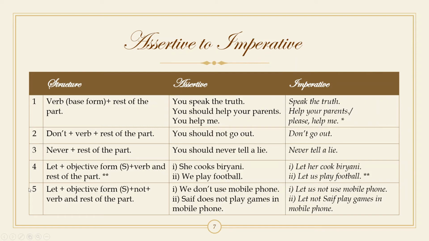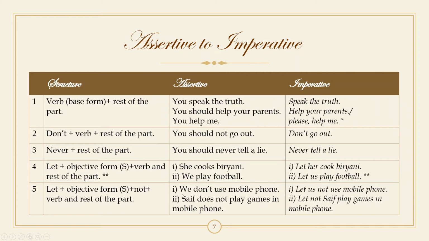Now I'm moving to rule number 5, and the structure is let plus objective form of subject plus not. Since this is a negative assertive sentence, and the subject is first person or third person. Saif is third person, and we is first person.